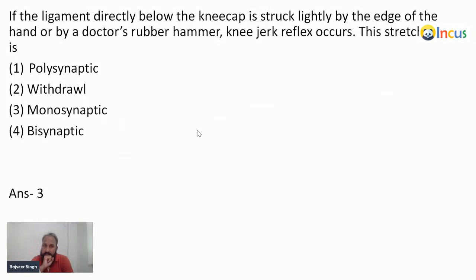Next question. If the ligament directly below the kneecap is struck lightly by the edge of the hand or by a doctor's rubber hammer, the knee-jerk reflex, which stretch reflex is it? Polysynaptic, withdrawal, monosynaptic, and bisynaptic. Answer will be third, monosynaptic.